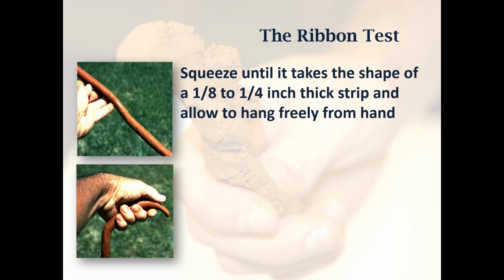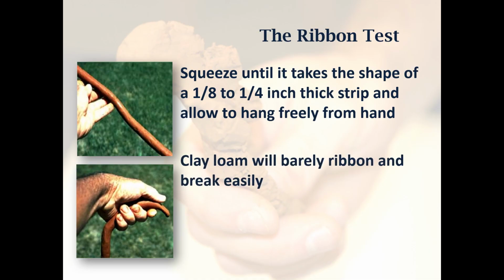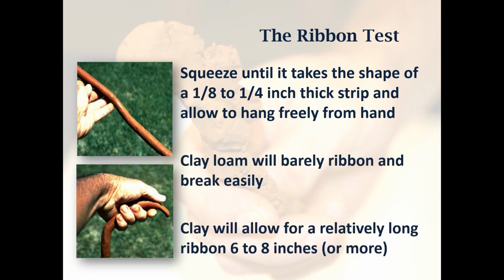The ribbon test can be used to test clay type material. Roll the soil into a cylindrical shape, half-inch diameter, lay the material across the palm of your hand, then press the material between your thumb and your index finger. Squeeze until it takes the shape of a 1/8 to 1/4 inch thick strip and allow it to hang freely from your hand. Clay loam will barely ribbon and break easily. Clay will allow for a relatively long ribbon, 6 to 8 inches or more.